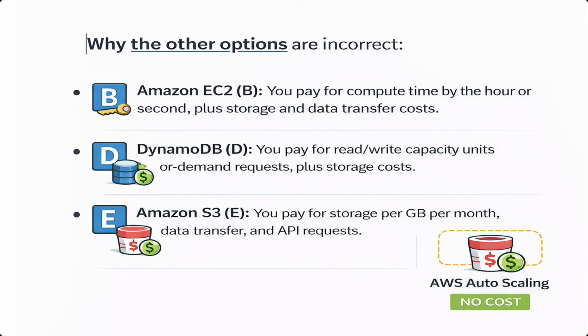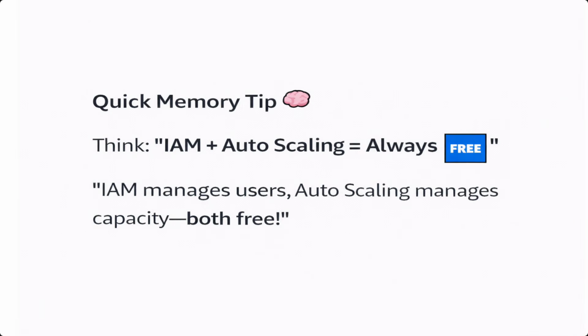Amazon EC2, B. You pay for compute time by the hour or second, plus storage and data transfer costs. DynamoDB, D. You pay for read-write capacity units or on-demand requests, plus storage costs. Amazon S3, E. You pay for storage per GB per month, data transfer, and API requests. Quick memory tip. Think, IAM plus Auto Scaling's always free. IAM manages users. Auto Scaling manages capacity. Both free.